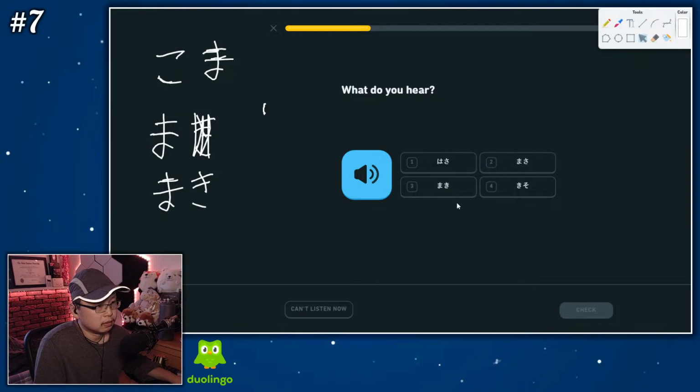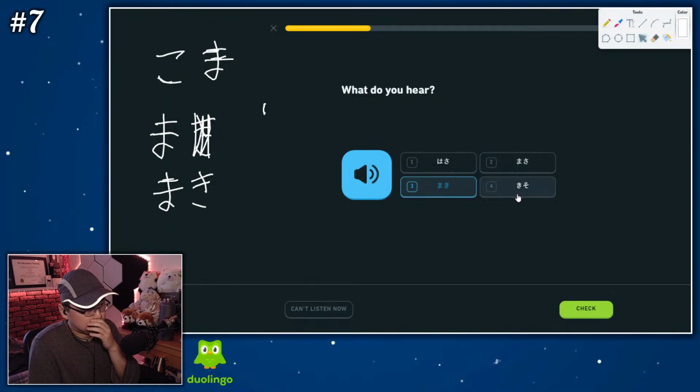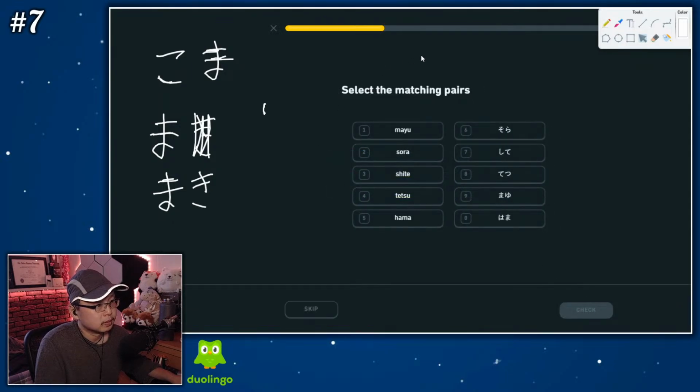So maki. Maki. And then we have hasa. Masa. And then kiso. All right, this one we're just going to do the right hand. Actually, we could use this as practice, going from left to right. I haven't done this in a while. And then we'll go right to left again, just to practice.